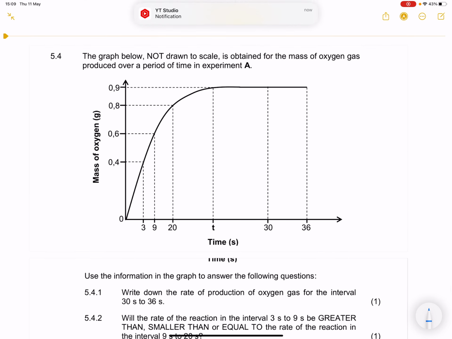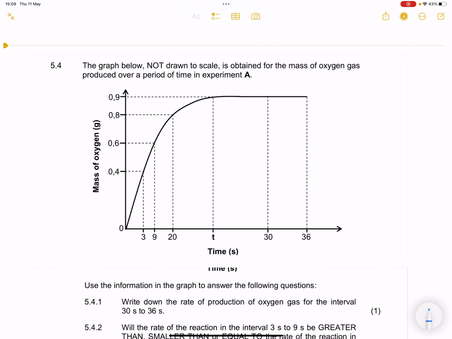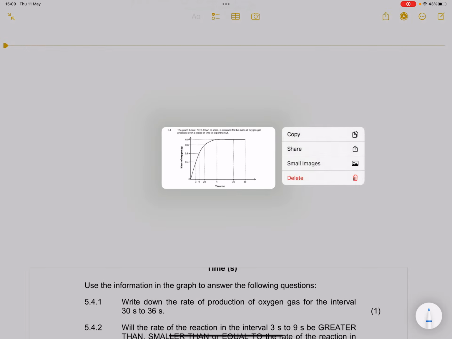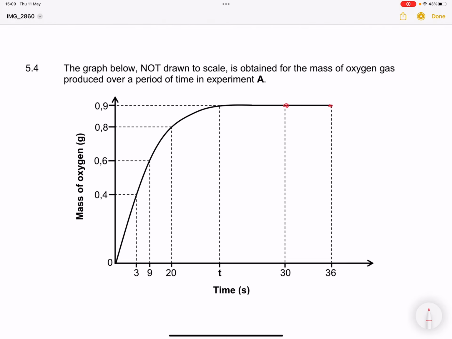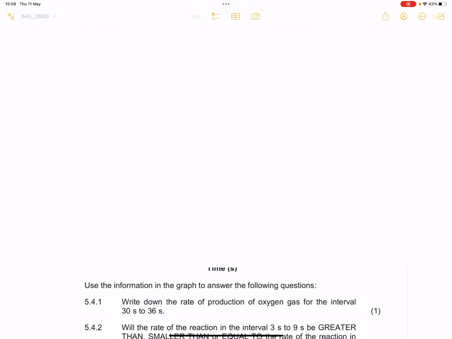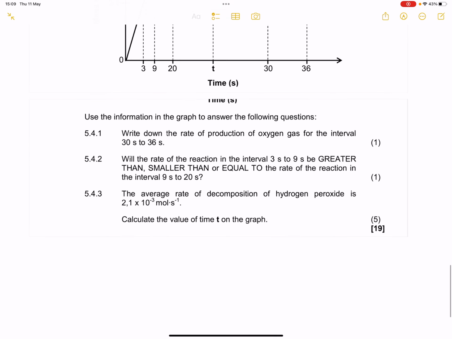From 30 to 36, note in this case that our mass of oxygen remained exactly the same. So what does that mean? It means there was absolutely no production of oxygen that took place there. So for 5.4.1, the rate of production in that case was 0.